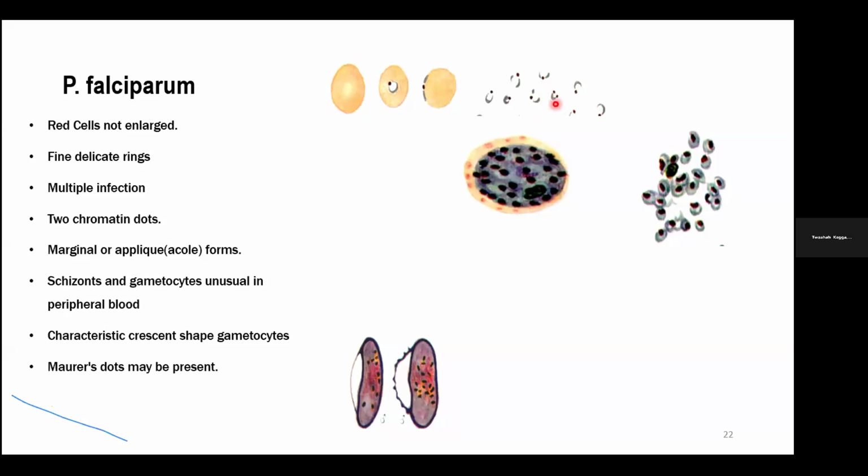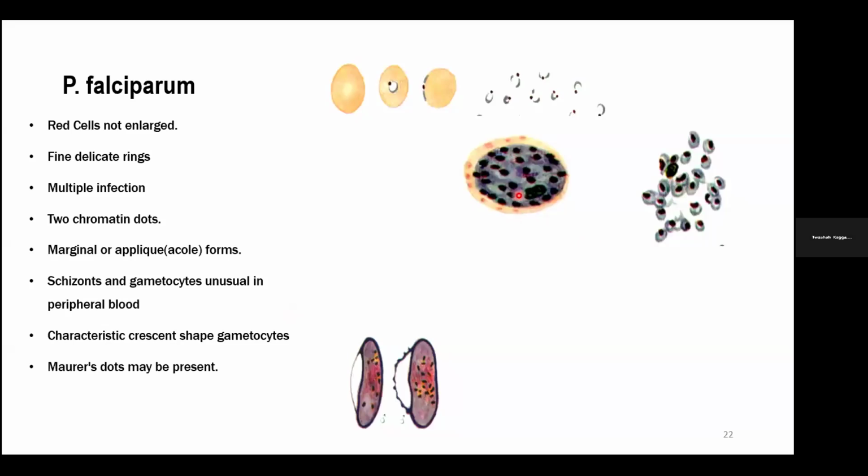Then the issue of double chromatin dot, like this parasite here. The parasite with two chromatin dots is a feature of P. falciparum. Then the marginal forms of the parasite, on the surface of red blood cells, what we call accolé forms. It is common, but it is better seen in a thin film; it is a common feature of P. falciparum.